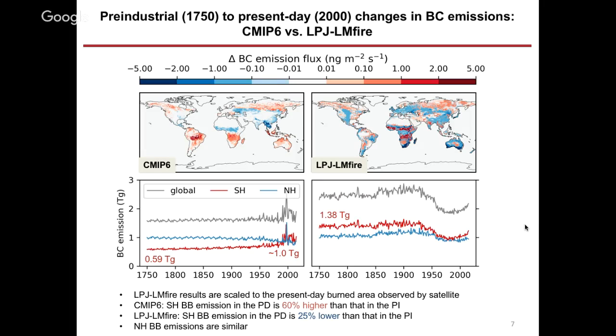We can see that there's a difference between the CMIP6 emission inventory and the LPJ. The upper panel shows the change in black carbon emission inventory from the pre-industrial to the present day. And we can see that in the CMIP, in the southern hemisphere, the biomass burning emission is increasing everywhere. If we look at the number, the total emission of black carbon changes from 0.6 teragram to about 1 teragram per year in the present day. However, in the LPJ, we see there's a decreasing trend in the southern hemisphere. And in the northern hemisphere, they are basically similar.